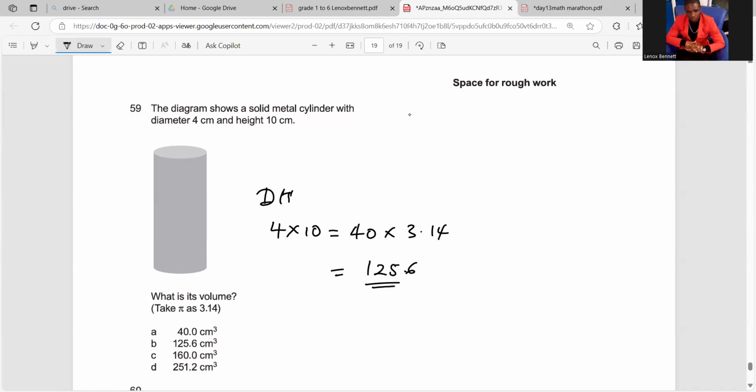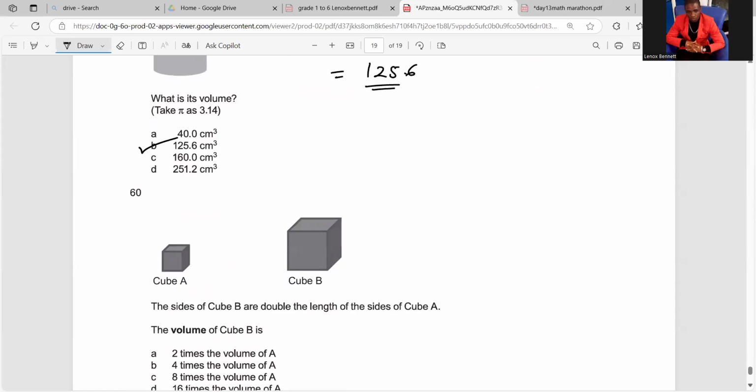All right. Alternatively, we can say pi r squared, right? Since the diameter is 4, that means the radius is going to be 2. So 2 times 2, pi r squared, and then you times it by 10. So you're still going to get the 40, all right? And then 40 times 3.14. So alternatively, you can do it like that. Thanks so much, Paul. Last one now.